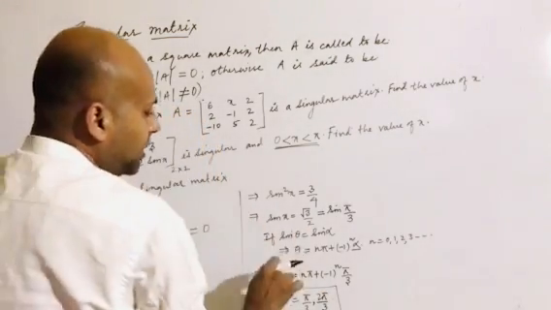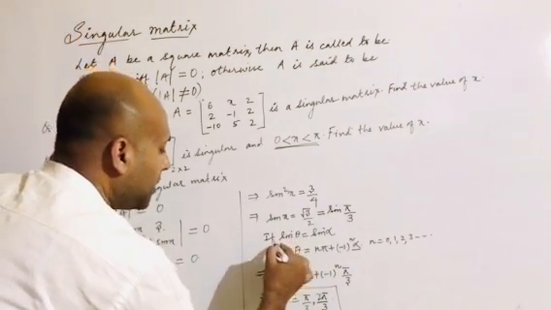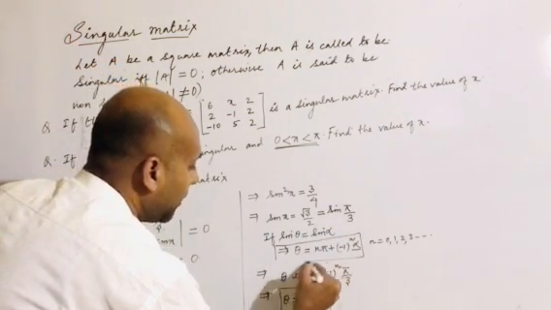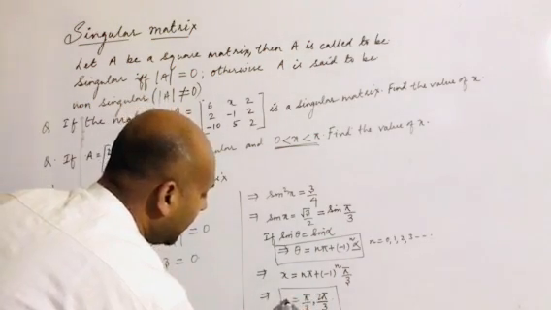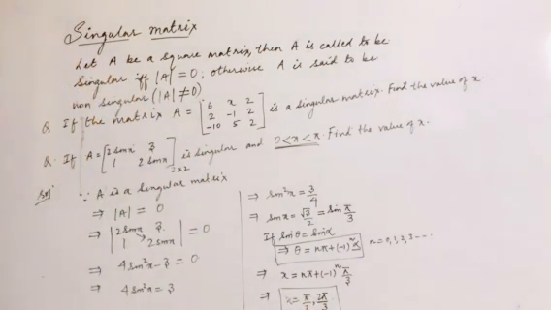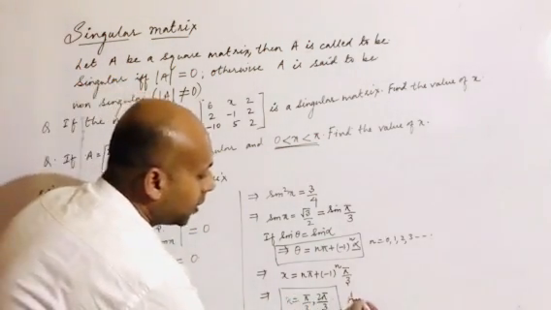So as I have written theta, this will be a general formula, but here instead of theta we need to get the value of what? X. So I'm going to write here x, and here the value of x will be equal to pi by 3 and 2 pi by 3. This is the solution.